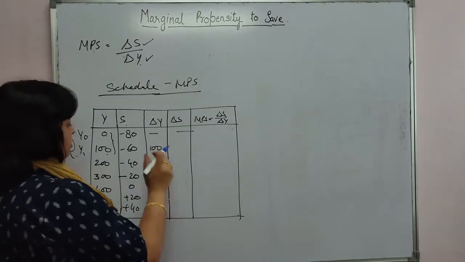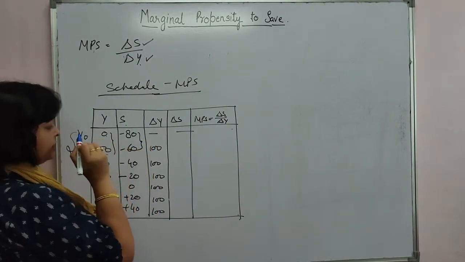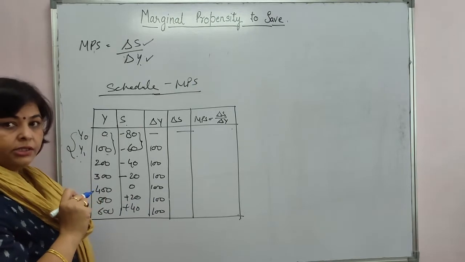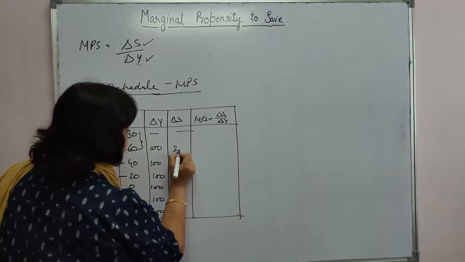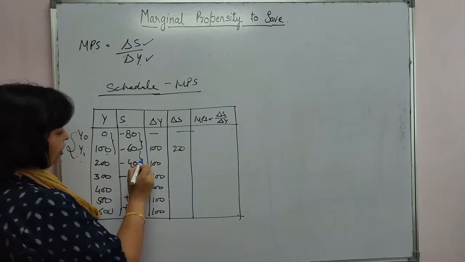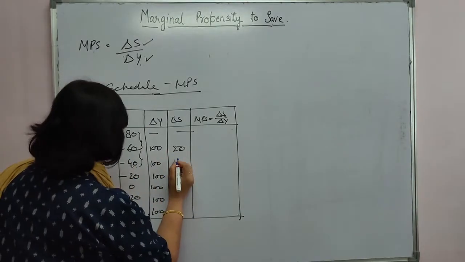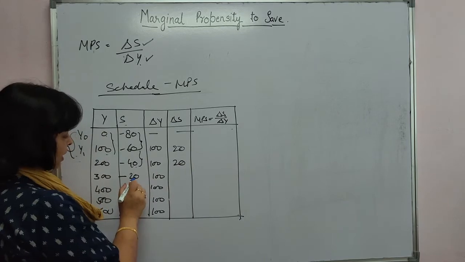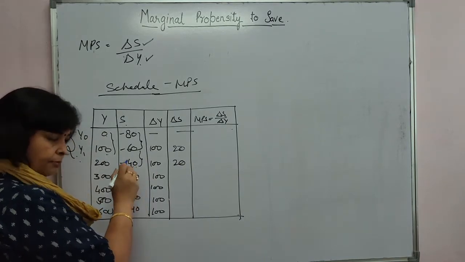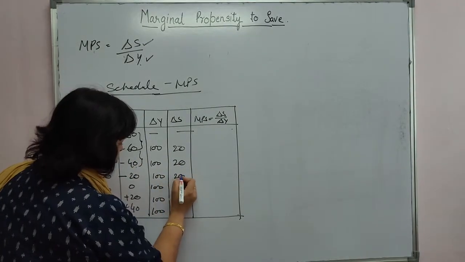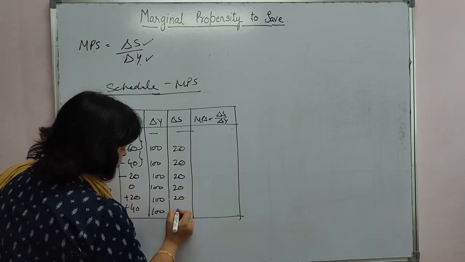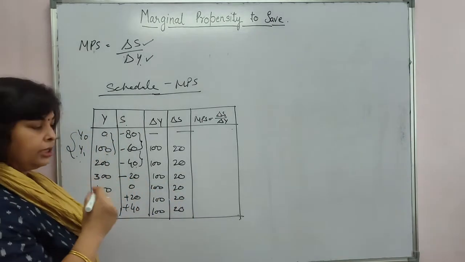Now 60 minus 80 will be 20. Minus 40 minus minus 60 will be 20. Minus 20 minus minus 40 will also be 20. This will be 20, this will be 20 and this will also be 20.